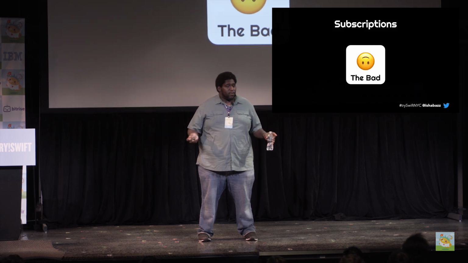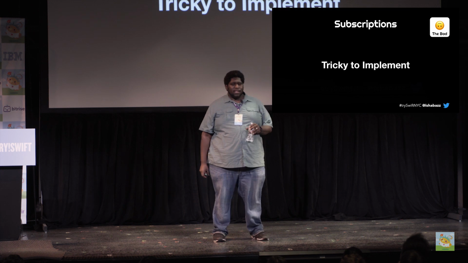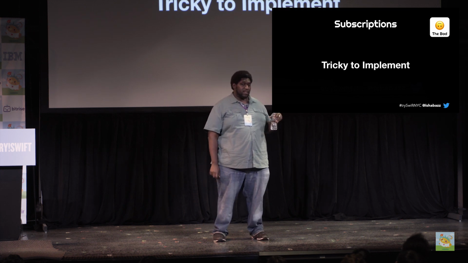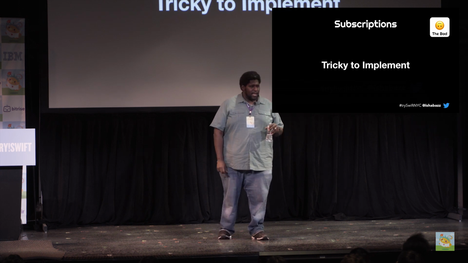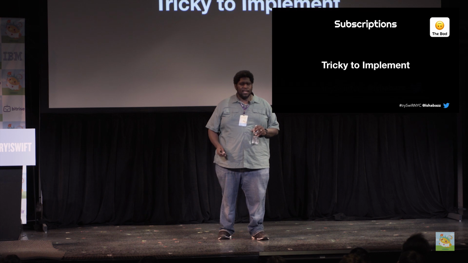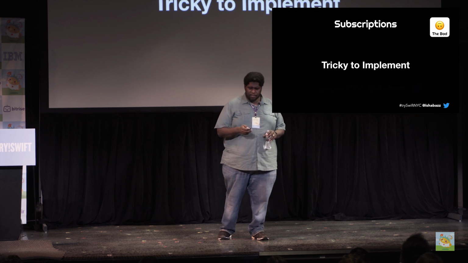The bad, of course, everything isn't rainbows and sunshine. Subscriptions are notoriously tricky to implement. There's 200 different pricing tiers with subscriptions. And like I mentioned, there are different ways of doing introductory offers and things like that. There historically have also been a lot of hoops to jump through to get them approved.